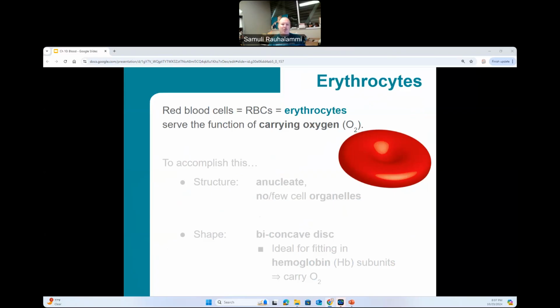And how to do this as efficiently as possible is the question that's going to lead us to the answers of the next things that I want to talk about. So red blood cells are anucleate. This means that they have no nucleus.